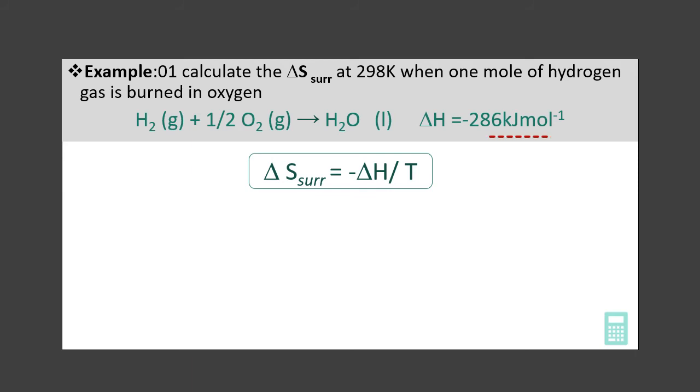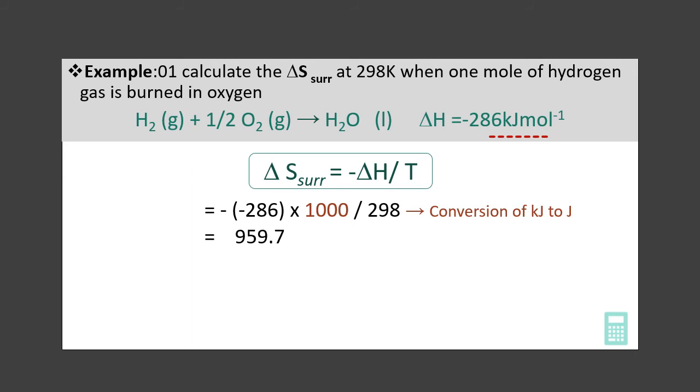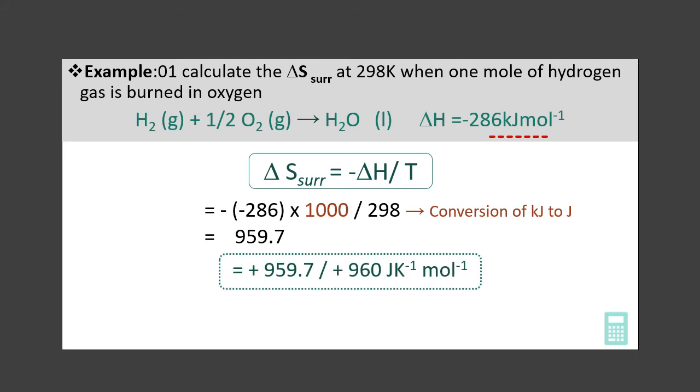Notice that the enthalpy is given in kilojoules, which means we will need to convert that into joules. How do we do that again? By multiplying it with 1000. There we go. That's your next step. I hope you've got it all right there. Have you got an answer like that? 959.7. But don't forget the units and the sign.